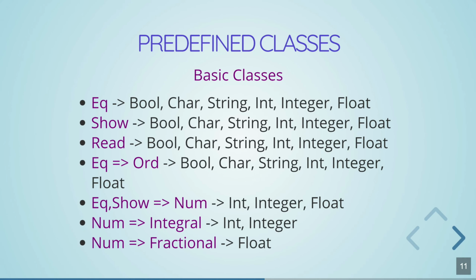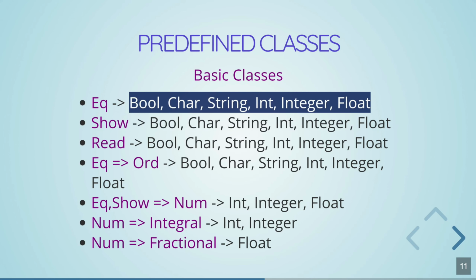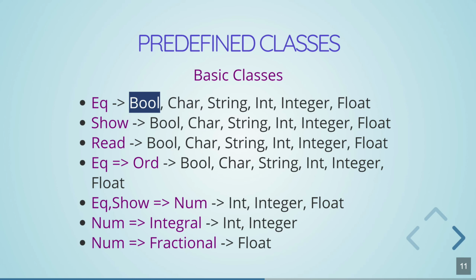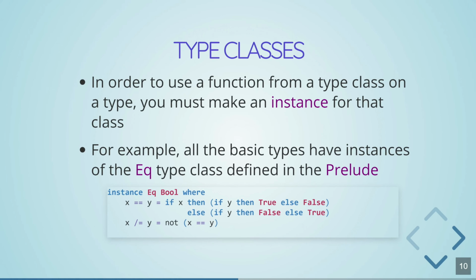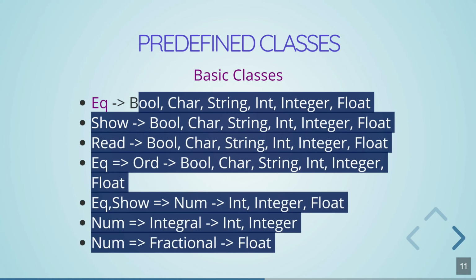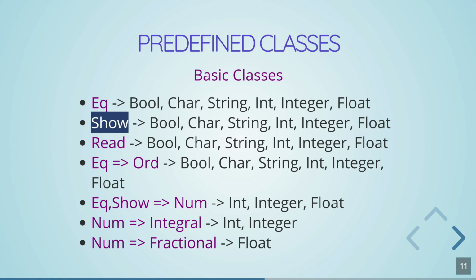Now, there are a variety of pre-built classes that come inside of the Prelude. Eq is one of them, and it's defined for all of the basic types. So all of the usual types that we use, like Bool and Char, String, Int, Integer, Float, all of these things, Eq is already defined for. So you don't have to make definitions for it. That means you can use this double equals operator and this does not equal operator with any of these types. And there's some other classes like Show and Read, which we don't really need to worry about for now.